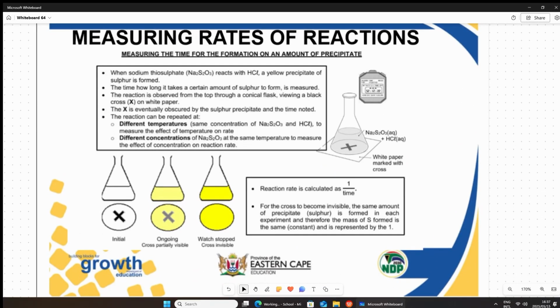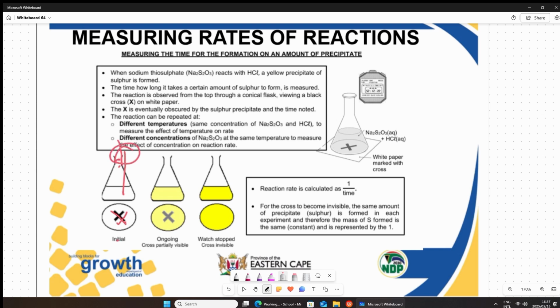We can also measure the rate of reaction by observing the reaction vessel. If you observe from the top of the flask, you can put an X, in a reaction whereby a precipitate is formed. For example, in the reaction of sodium thiosulfate with hydrochloric acid, sulfur is released as a precipitate. Sulfur is yellow in color, and therefore, you have a sheet of white paper labeled with a black X, you put your reaction vessel on top of that and observe from the top view.